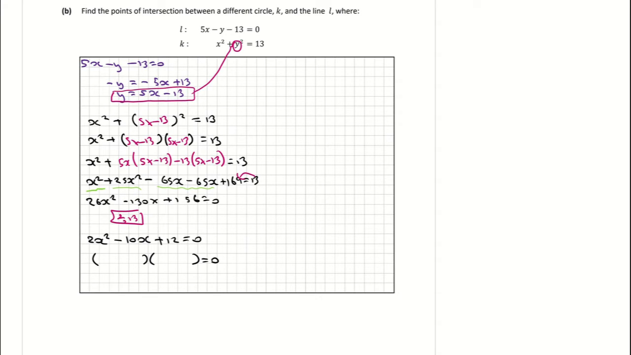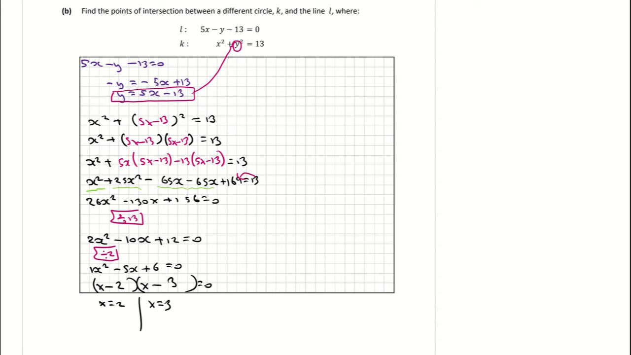Actually, what I could do there is I could also divide by 2. I should have divided by 26. So I'm just going to divide by 2 now, which is going to make 1x squared minus 5x plus 6 equals 0. Factorize that. I'm getting factors of 6 will be multiples, 2 by 3 equals 0. So that means that x is equal to 2 and x is equal to 3.